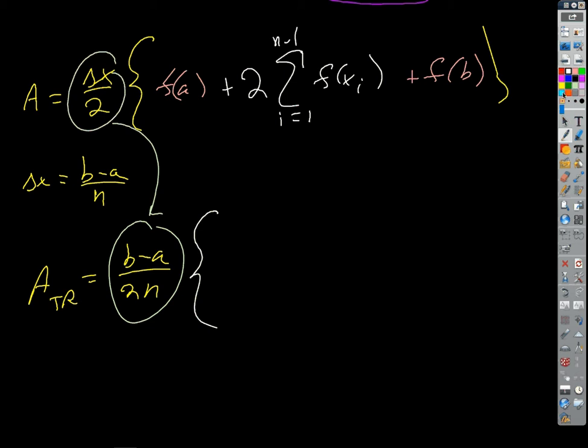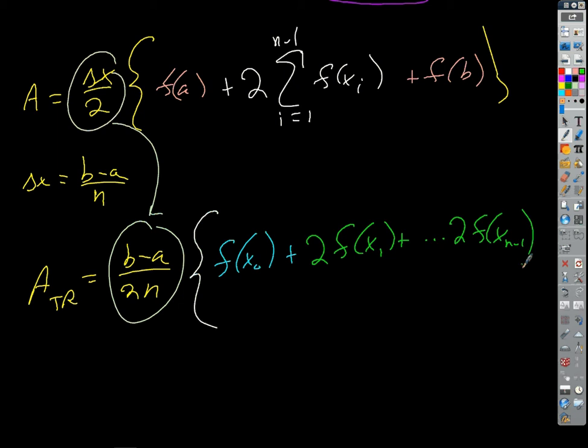and then I'm going to write this differently than the book does, but here's how a lot of books would write this. They would write this as f of a, which is the same thing as x sub 0, plus 2 times f of x sub 1 plus all the way up through 2 times f of x sub n minus 1 plus f of x sub n, which is just b.